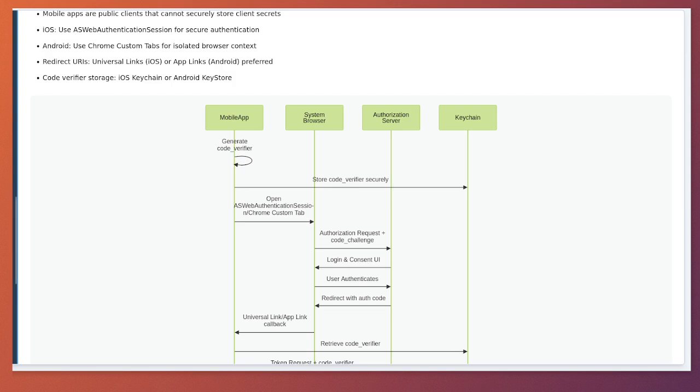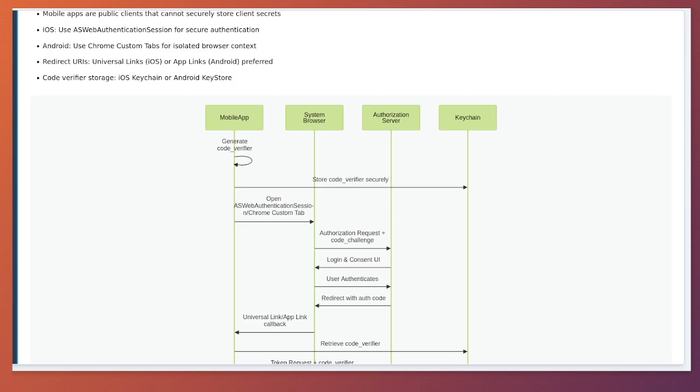When implementing code verifier generation on mobile platforms, you must use the platform's cryptographically secure random number generator. On iOS, this is SecRandomCopyBytes from the Security framework. On Android, use SecureRandom from java.security. Never use predictable sources of randomness, like timestamps or device identifiers. The code verifier should be generated fresh for each authentication flow, and should never be reused across different authentication attempts.